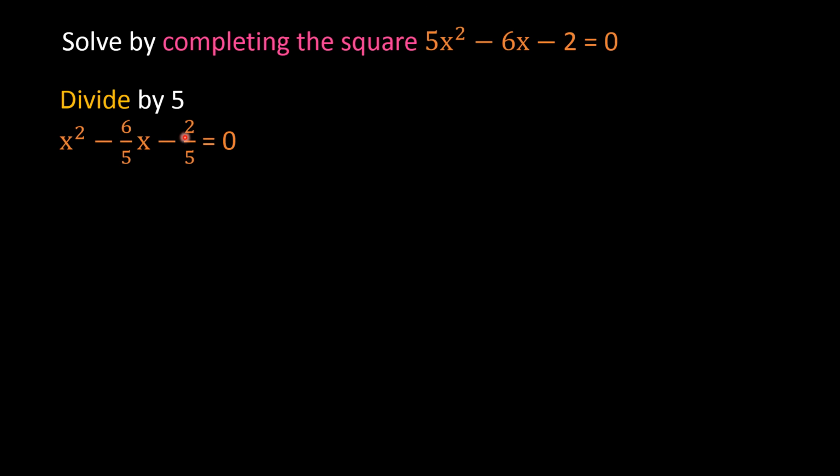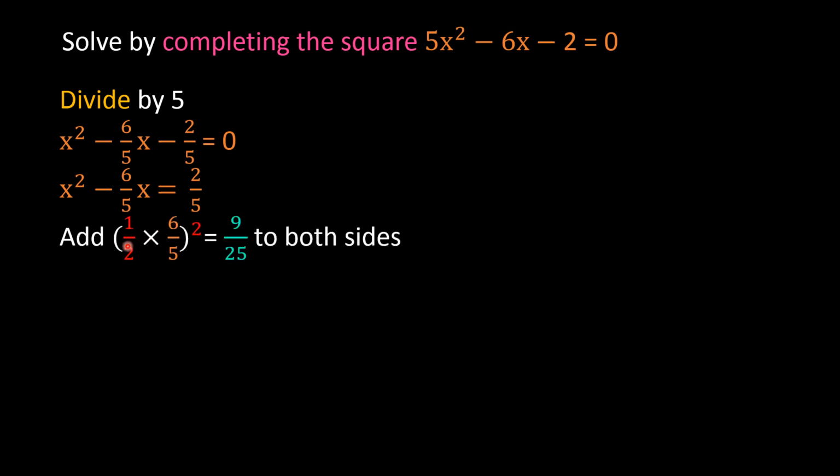Now we will take this minus 2 divided by 5 to the right hand side, plus 2 divided by 5. Now we will add half multiplied by 6 divided by 5 whole square, where 6 divided by 5 is the coefficient of x here. So 2 3s are 6, 3 squared will be 9, 5 squared will be 25. So we will add 9 divided by 25 to both the sides. So plus 9 divided by 25, plus 9 divided by 25.